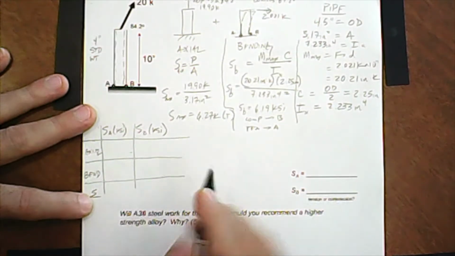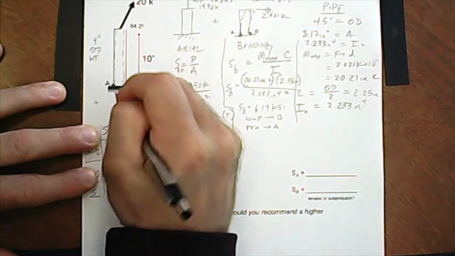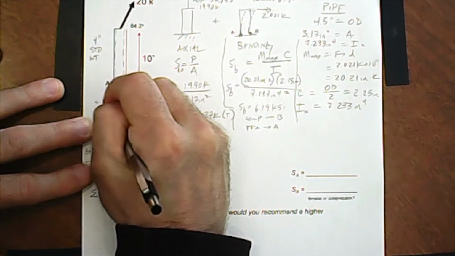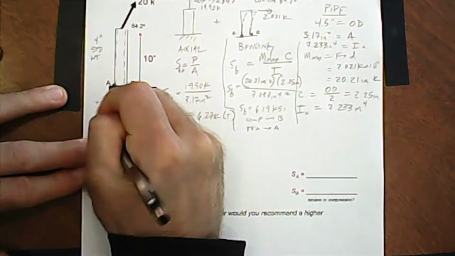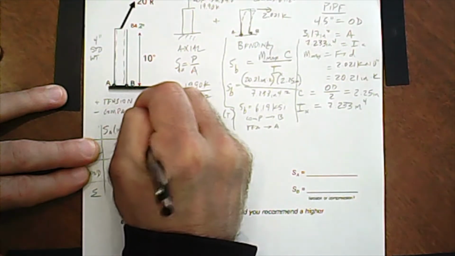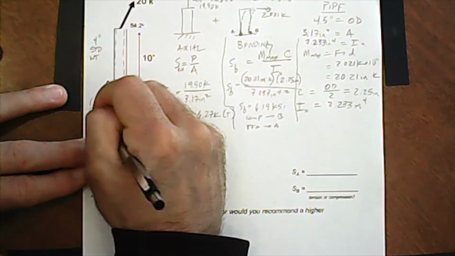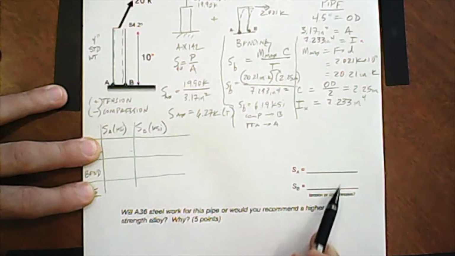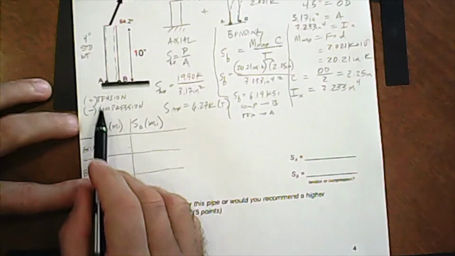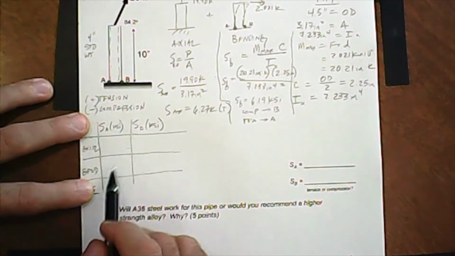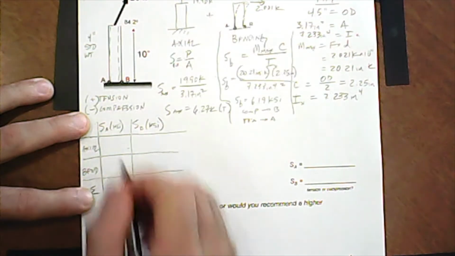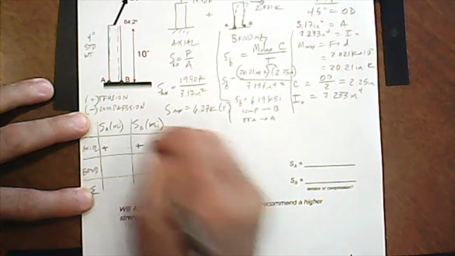All right, so let's set up a sign convention of positive being tension and negative being compression. You can flip that if you want, because you're just going to have to tell me in the answer whether it's tension or compression. Okay, so the first thing I'd like to do is put the signs in there. So I know that both my axial are going to be positive. They're both going to be tension, right?